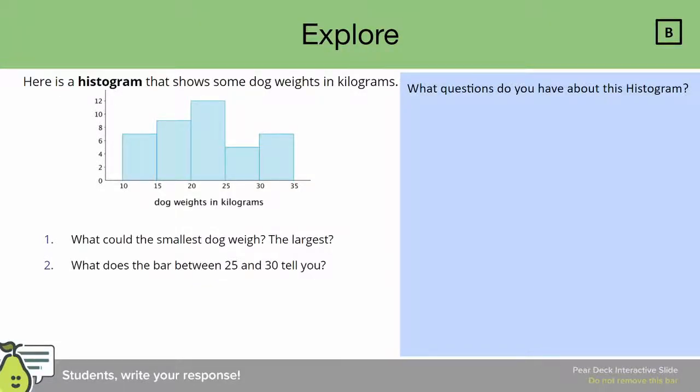Today we're going to be looking at Explore Part B. Please pause this video and ask yourself, what do you notice and what do you wonder about this specific slide? And then we will talk about it together.